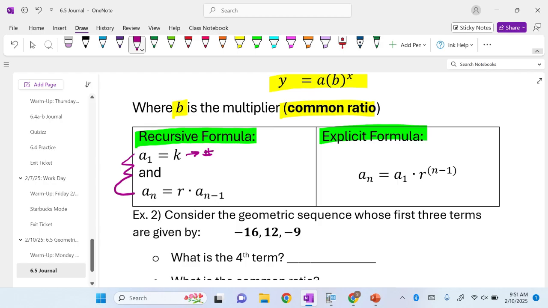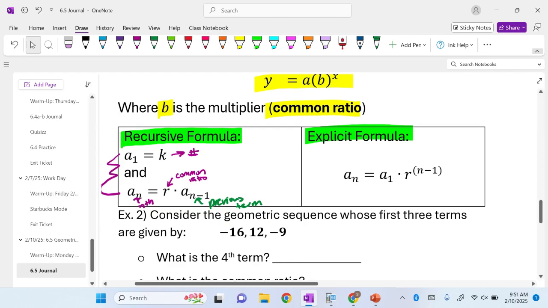Then we have a of n, which is just meaning the nth term. So the nth term is equal to our common ratio times a of n minus 1. And all a of n minus 1 means is that it's the previous term. So whatever term came before the term we're trying to find, that's what we will use to multiply our ratio to get the next term.